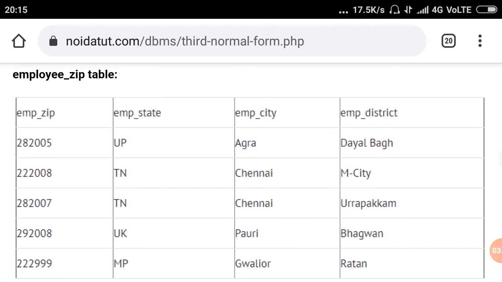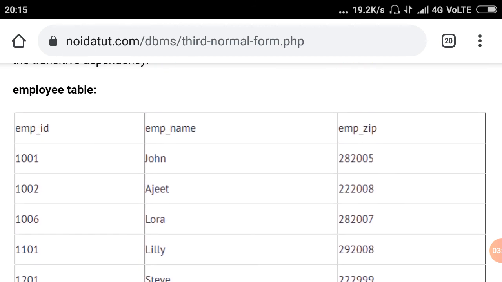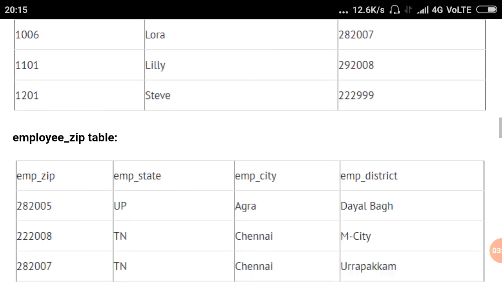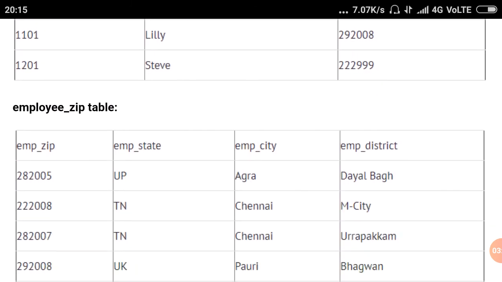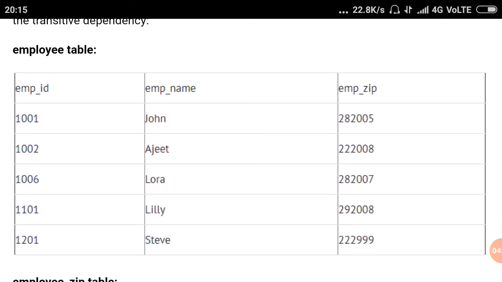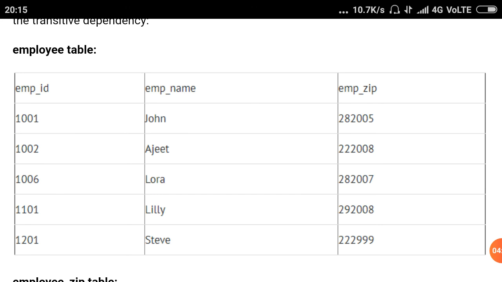Now this is the zip table, so even if it is not going to have a primary key, it is just storing the data. Now in this employee table, employee ID is used as the primary key, that is the candidate key. Now we can see that all the unnecessary part has been sorted out to the employee zip table. And the employee table has become completely unique and different. Now further we are going to learn BCNF.